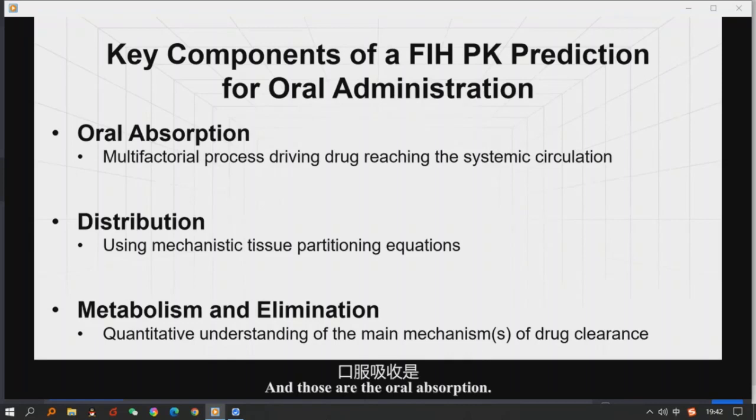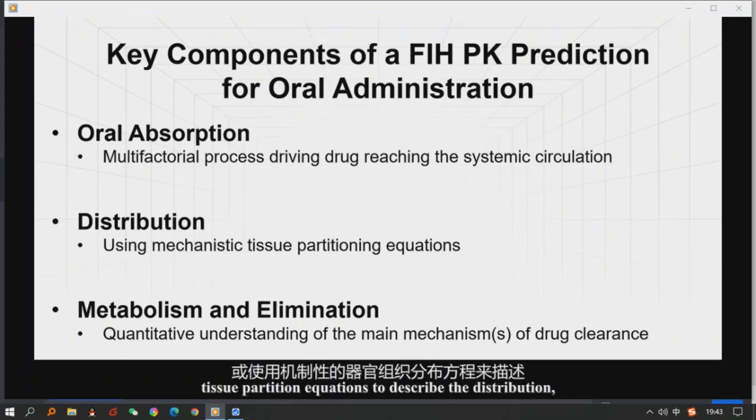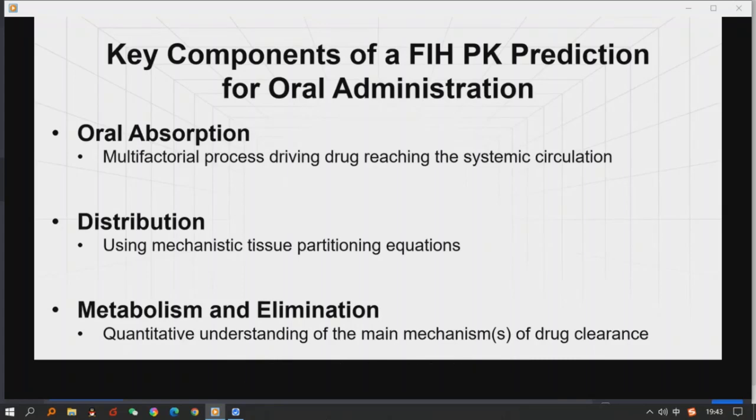And those are the oral absorption. This is the multifactorial process driving drug reaching the systemic circulation. Once the drug reaches systemic circulation, it is then distributed. And here you use mechanistic tissue partitioning equations to describe the distribution, the partitioning of the compound into the tissues. And finally, we have metabolism and elimination. This is where you need a quantitative understanding of the main mechanisms of drug clearance.